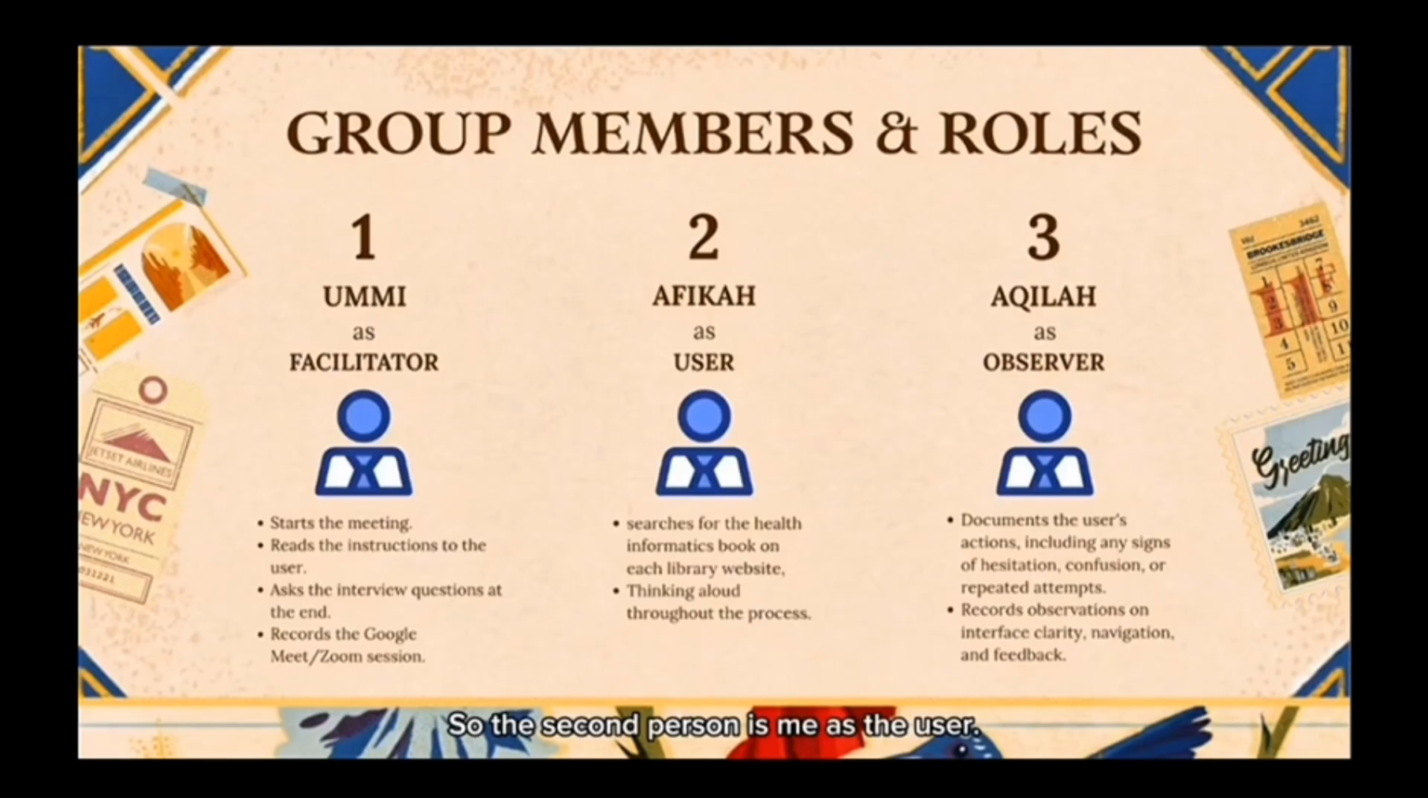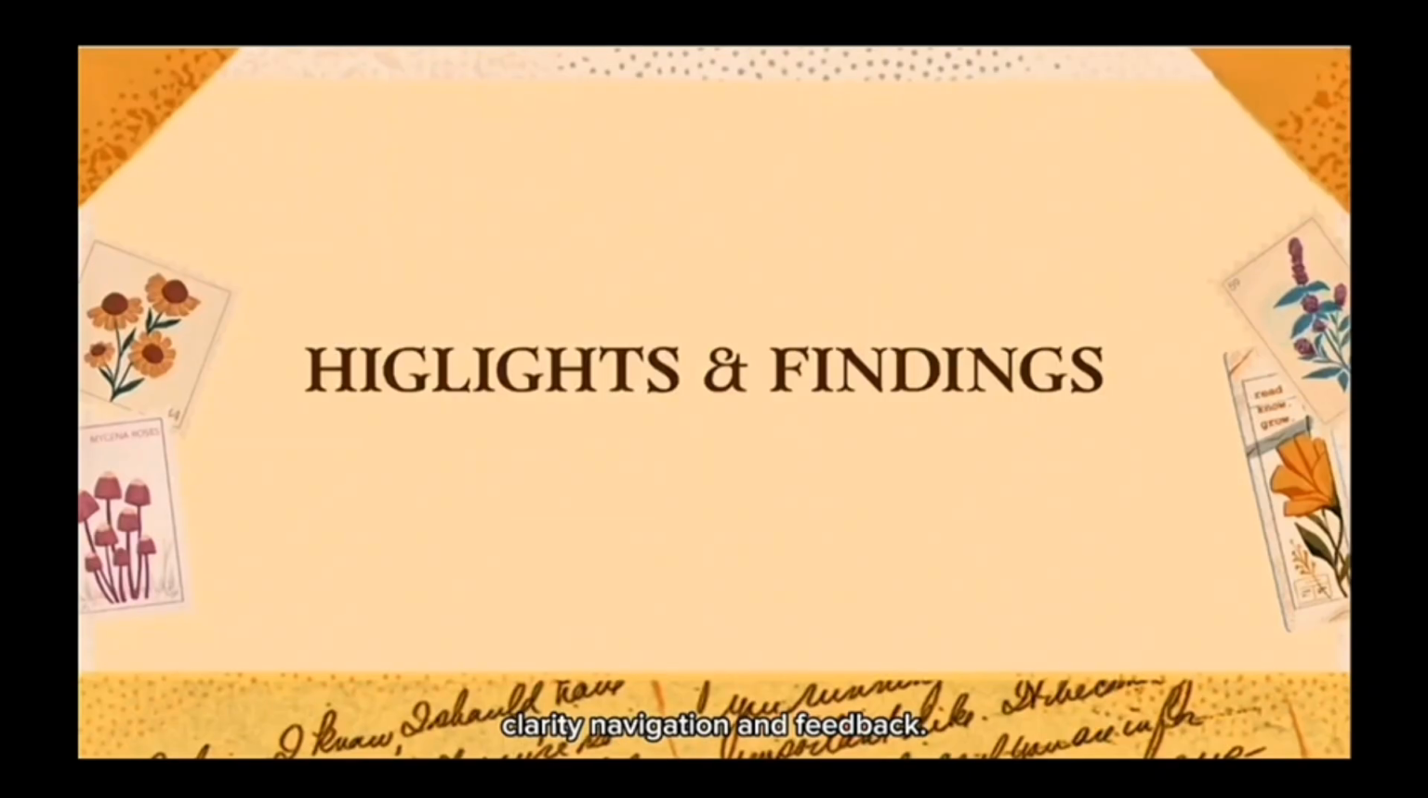So the second person is me as the user. I search for the health informatics book in each library website and think aloud throughout the process. And the third member is Aqilah as the observer. She documents the user's action, including any signs of hesitation, confusion, or repeated attempts. And she also records observation on the interface clarity, navigation, and feedback.